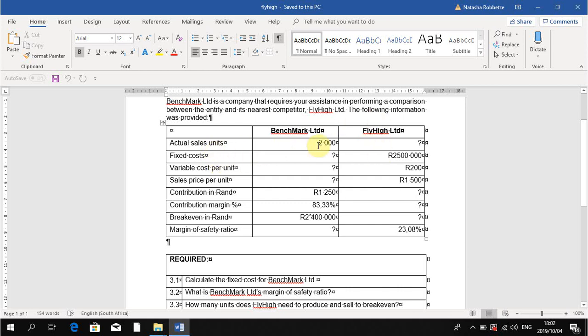Then there's variable cost per unit. It's been given for FlyHigh, but not for Benchmark. Then there's sales price per unit, not given, but given for FlyHigh. And then the contribution in rand is given, but for FlyHigh it is replaced by a question mark. You have a contribution margin for Benchmark Limited, a question mark for FlyHigh. Then there's break even in rand only listed for Benchmark, and margin of safety ratio only listed for FlyHigh.